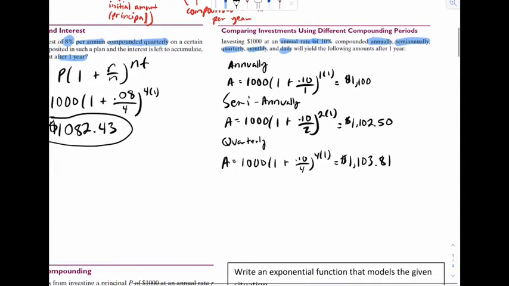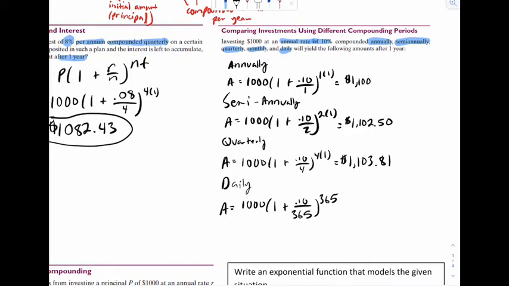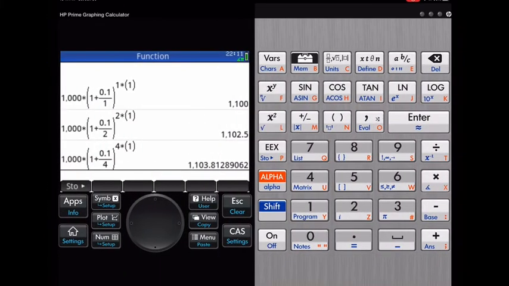So let's see what happens. We're going to skip monthly. You get the idea. Let's go to daily. So daily would mean every single day they're going to pay out your interest. So they're going to take that 10%, they divide it by 365 every day, and they're going to do it 365 times, right? Because that's how many days there are in a year. And let's actually see how much more money you get.